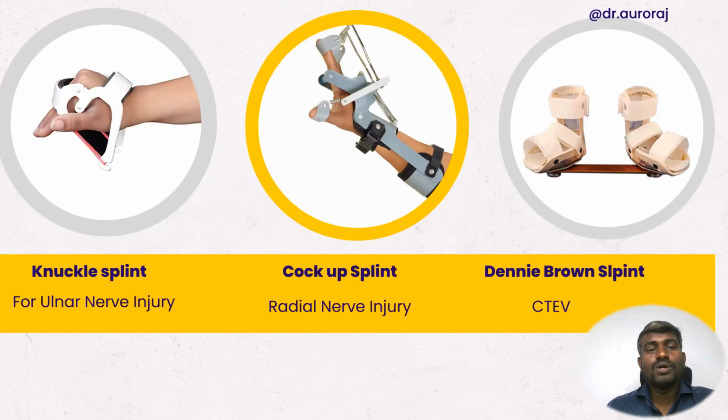Now let's look at the splints. First splint is going to be what? Knuckle splint. It has the letter U, knuckle splint, and it is commonly used for ulnar nerve injury. This is going to be the knuckle splint.